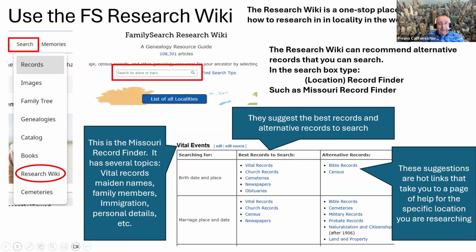Now, what's great about this is that those little blue links are actually hot links that are going to take you to articles. And they're not just going to be general articles about church records or general articles about cemeteries or newspapers. They're going to be articles about those topics in the state of Missouri and where you can go to use or find those kinds of records. So let's take this for a spin.